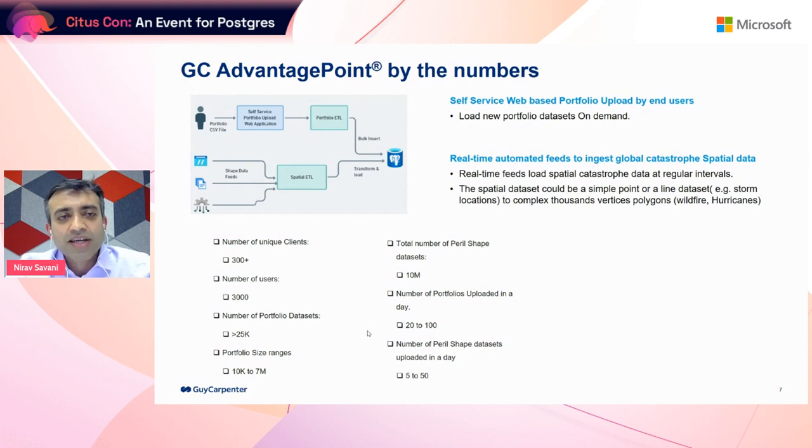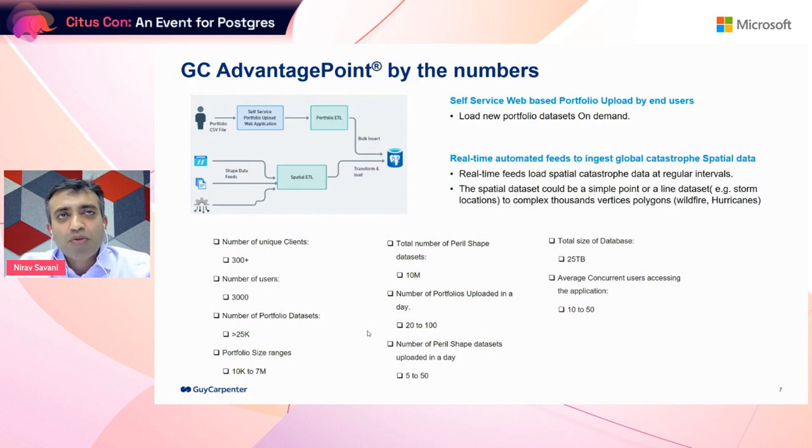Every single day, all of these users can load any new portfolio on demand. Every time they are underwriting new policies, non-renewing their old policies, or merging with new businesses, they want to upload a new portfolio. So every day, anywhere from 20 to 100 new portfolios are ingested, and anywhere from 5 to 50 new shape events are injected into our system. The total volume of our database is almost 25 terabytes.